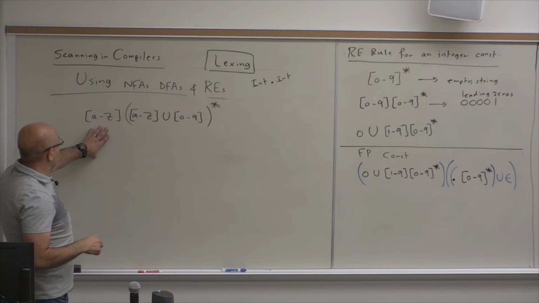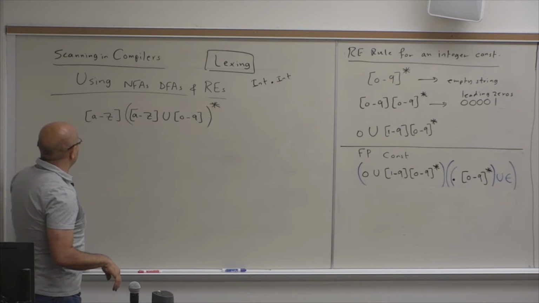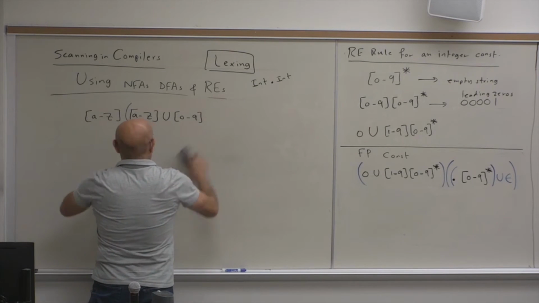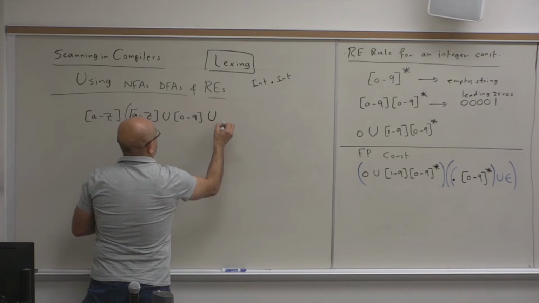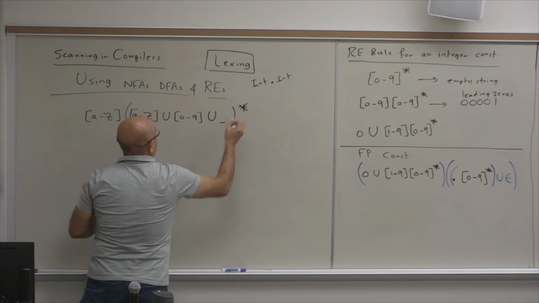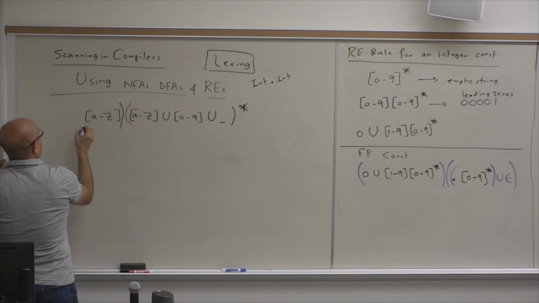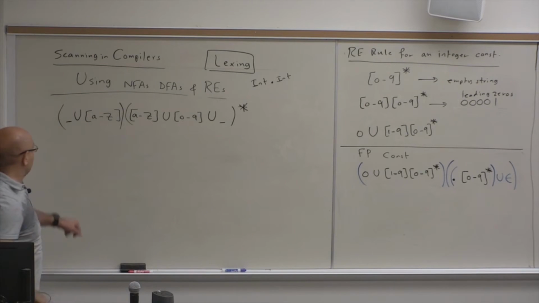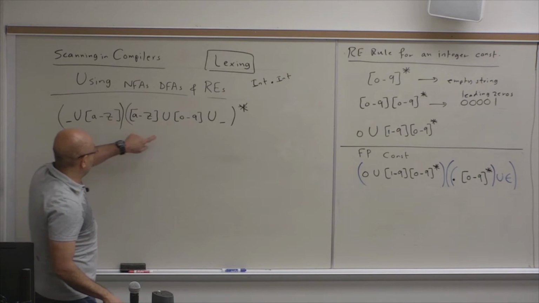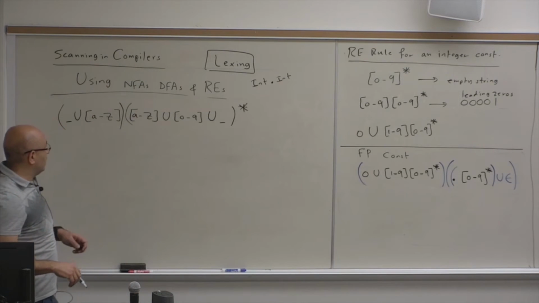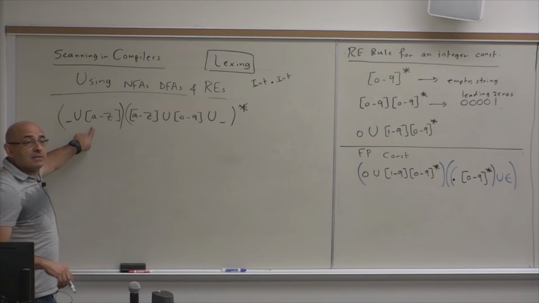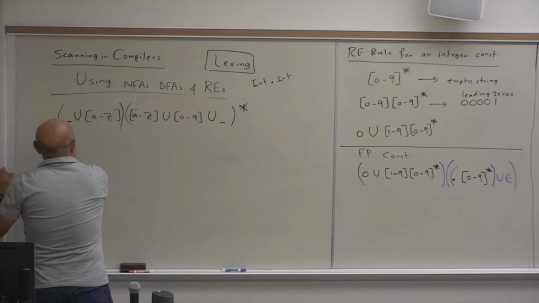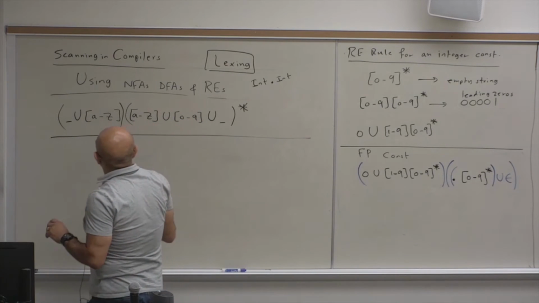Okay, so now to add the underscore, we can just add it. The underscore can be here or here. So I can add underscore to the first part, and also to the repeated part. So underscore can be in the beginning, or it can be repeated in the repeated part. This first part cannot have numbers. You cannot have numbers here.